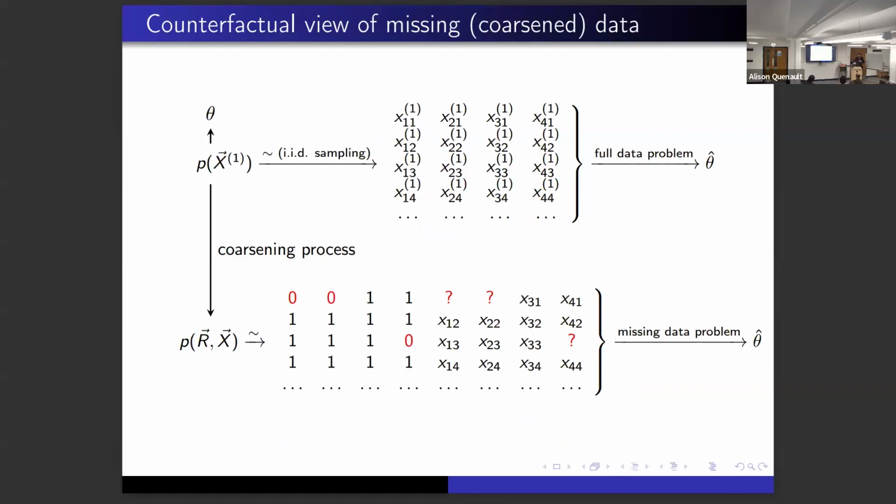So this is the counterfactual view of missing data. I have some distribution over underlying variables, and I'm interested in some parameter. This parameter could be a single number, like the outcome mean, or it could be a complicated surface, like a predictor. Doesn't really matter. Standard statistics or machine learning is: I have IID samples from the distribution, and then I do some full data problem, which is statistical inference or empirical risk minimization or whatever.